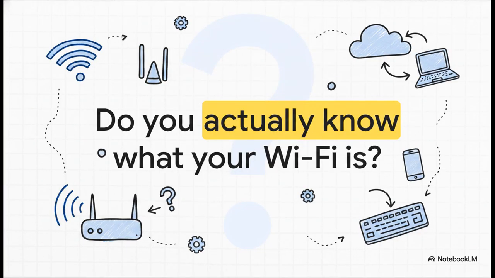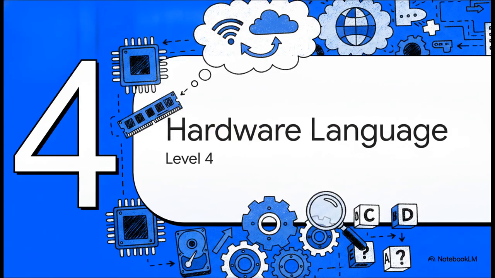So we've got the actions down. We are flying around the keyboard. But what about understanding the actual machines we're using? Think about the tech jargon we toss around every single day. For instance, do you actually know what your Wi-Fi is? Let's figure that out in Level 4, Decoding Computer Acronyms.